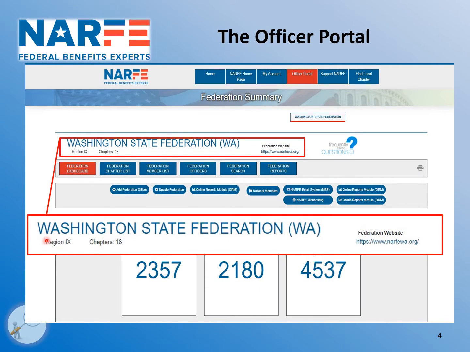is the area where you will find the name of the Federation, and the region that the Federation is in. NARFE consists of 10 regions. You'll also find the number of chapters in your Federation, and if your Federation has a website, the URL to access the website.